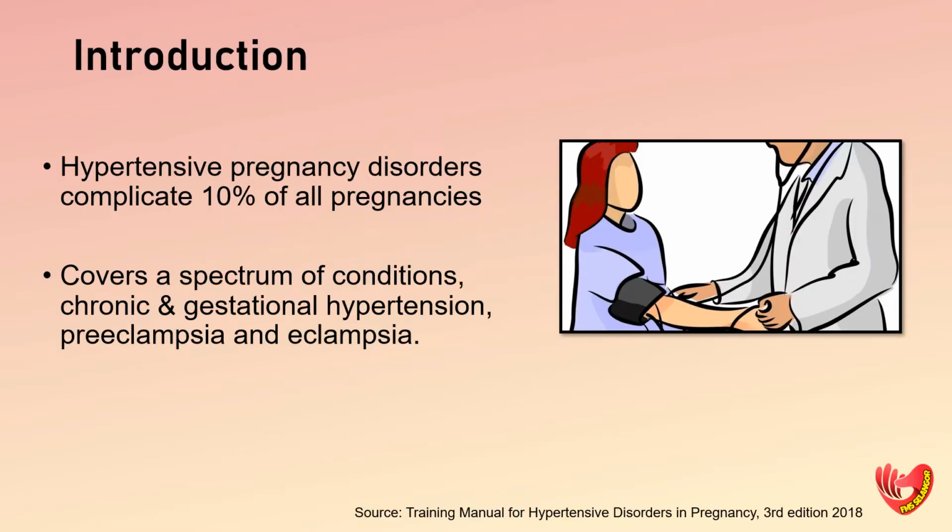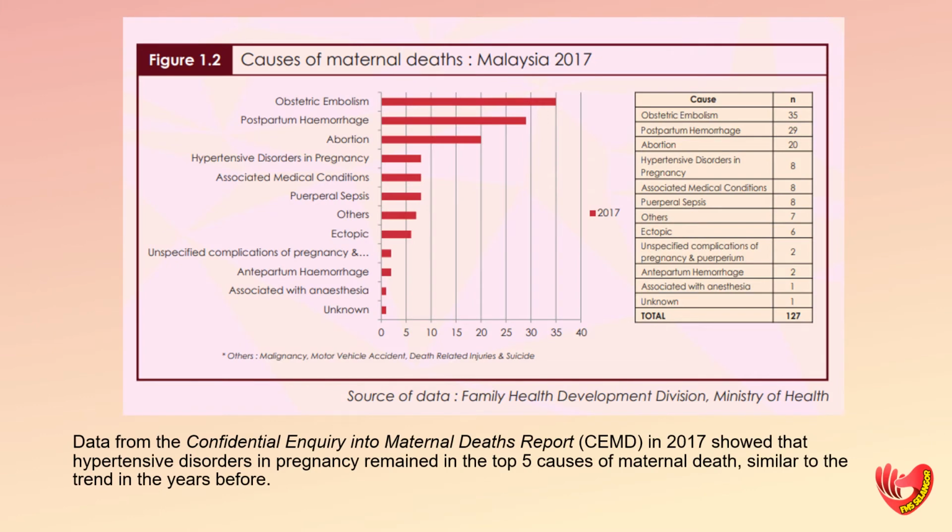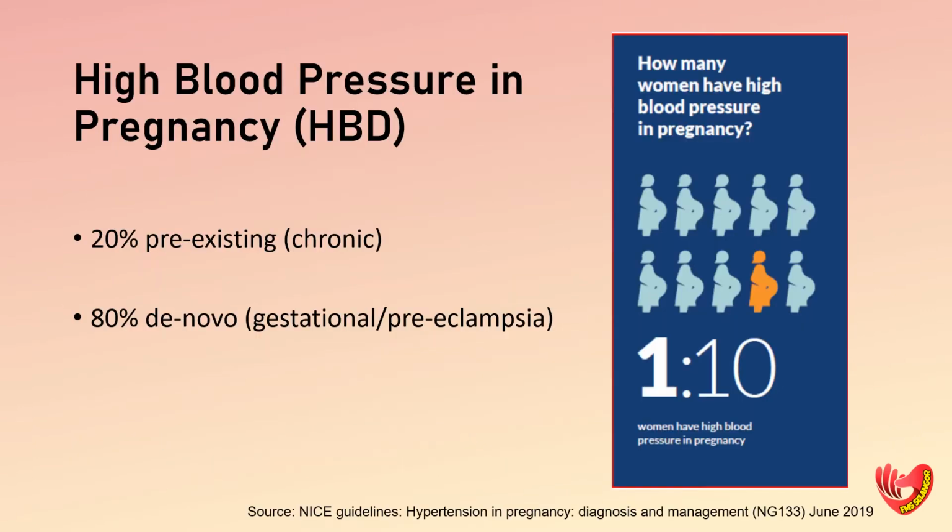Hypertensive pregnancy disorders complicate 10% of all pregnancies. This covers a spectrum of conditions such as chronic hypertension, gestational hypertension, pre-eclampsia, and eclampsia. In Malaysia, hypertensive disorders in pregnancy have remained in the top 5 causes of maternal death right from 2017 until now. About 1 in 10 women have high blood pressure in pregnancy, and out of them, 20% are those that have had chronic hypertension, and the remaining 80% are those that occur in pregnancy.